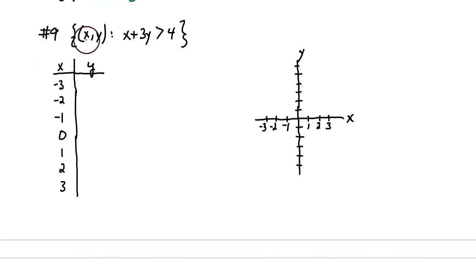Number 9, the set of ordered pairs x, y such that x plus 3y is greater than 4. I've set up the table. Now we need to find y. We know from an earlier chapter that it's easier to find y if you change this to slope-intercept form. So let's subtract x from both sides and then divide by 3.